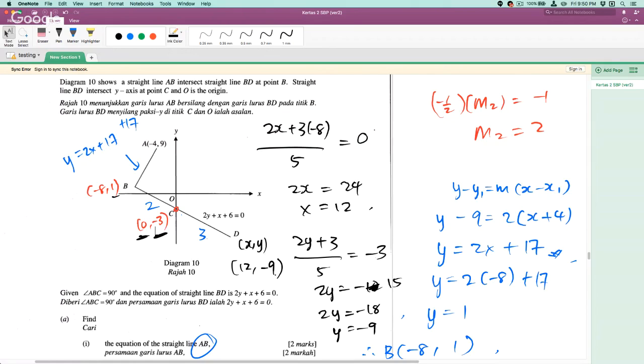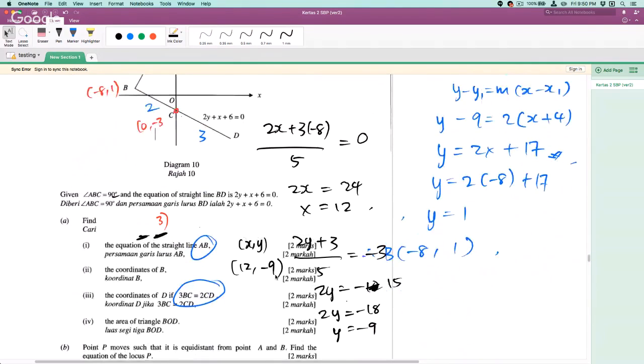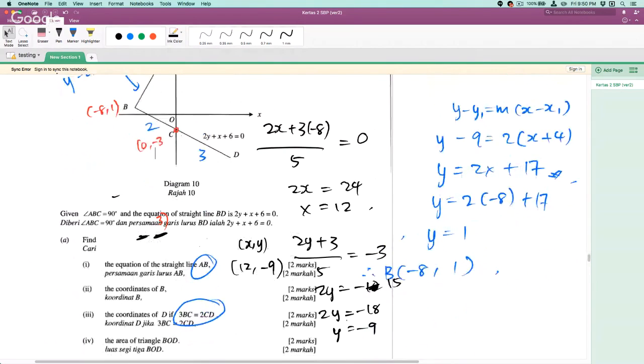Right, is my answer the same as yours? Yeah, then I guess most of the time it is correct. But let me just double confirm with the marking scheme. Yep, it's correct. Then the next thing is, yeah, we'll go to the area of triangle real quick.